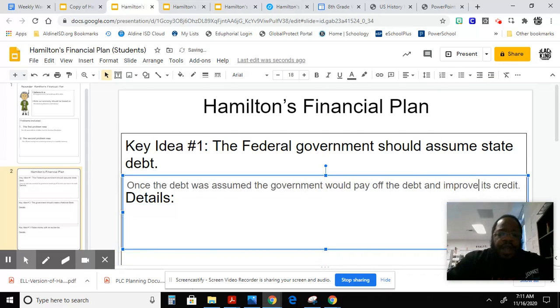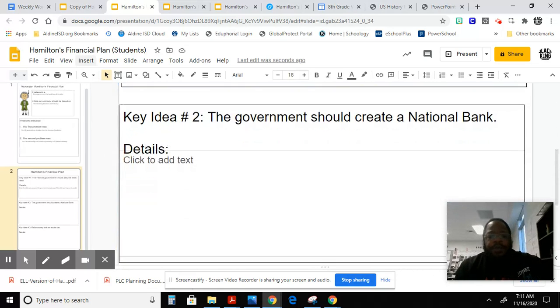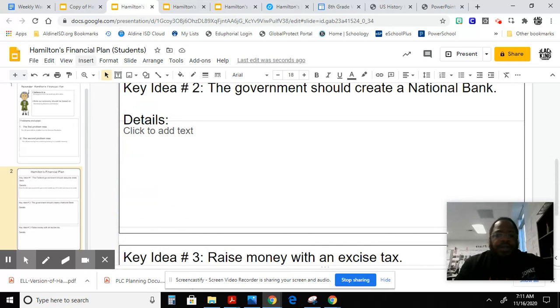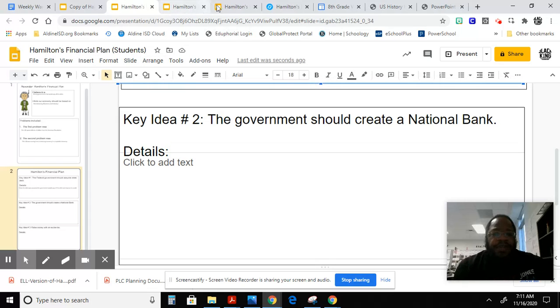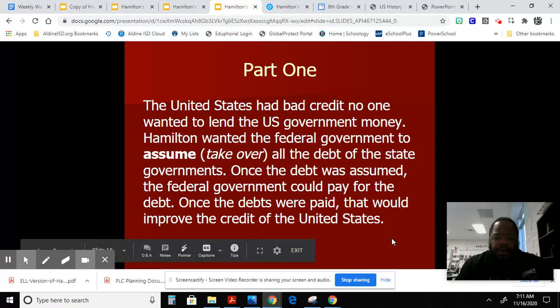Okay, so key idea number one, the federal government would assume state debt. Once the debt was assumed, the government would pay off the debt and improve its credit. Because remember that it needed to improve its credit because no one would lend it money. So now let's go back to the reading and look at our key item number two.